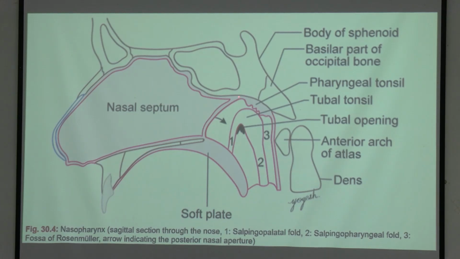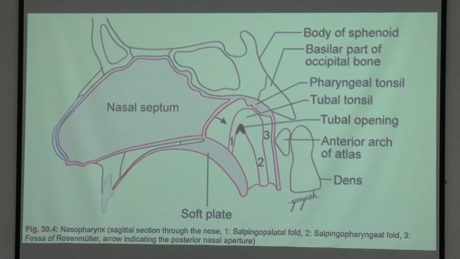One is the tubal tonsil over the pharyngotympanic tube. We are getting lymphoid tissue or tonsil, which is the pharyngeal tonsil, and we can get another tonsil here. This is the tonsillar fossa, between the palatoglossal and palatopharyngeal folds, where we can get the tonsil. This is the area, the tonsillar fossa.